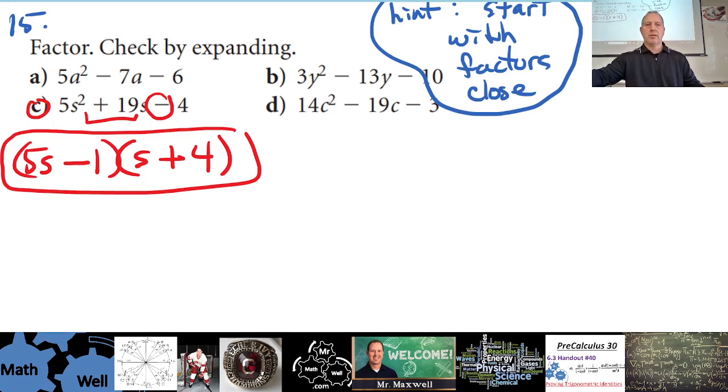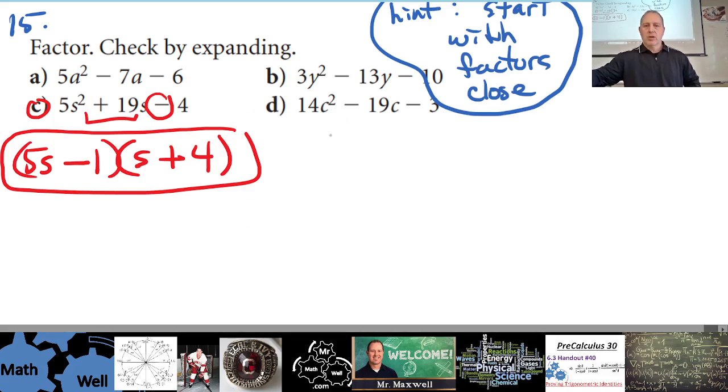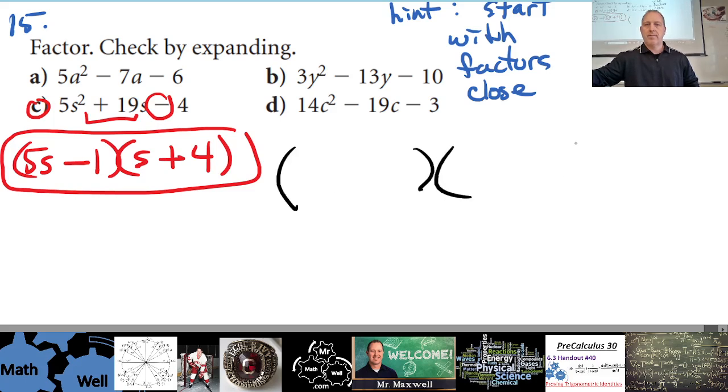Let's do D. So we have 14c squared minus 19c minus 3. So I'm going to do my two brackets here. Okay. 14 is not prime. Well, that's okay. I have two different options to work with. I'm going to start with the ones that are closest to one another. So I'm going to do this first. I'm going to try that. 3 is prime, though. Oh, that's nice. I only have 3 and 1.